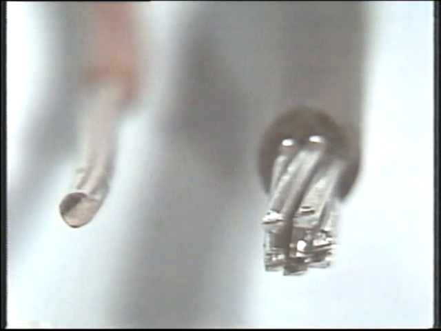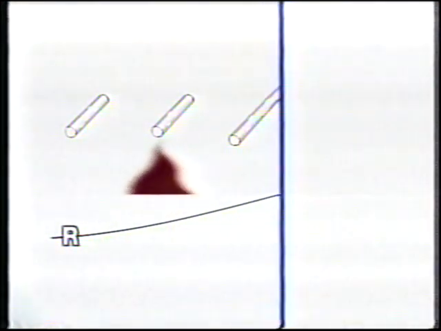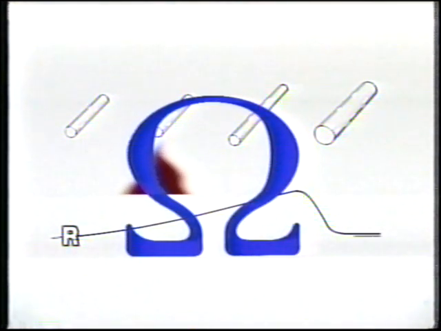The resistance in a conductor depends upon the material from which it's made, its length, its cross-sectional area, and its temperature. In general, resistance increases with an increase in temperature or an increase in length, and decreases with an increase in cross-sectional area. The symbol for resistance is the letter R. The Greek letter omega is also used.